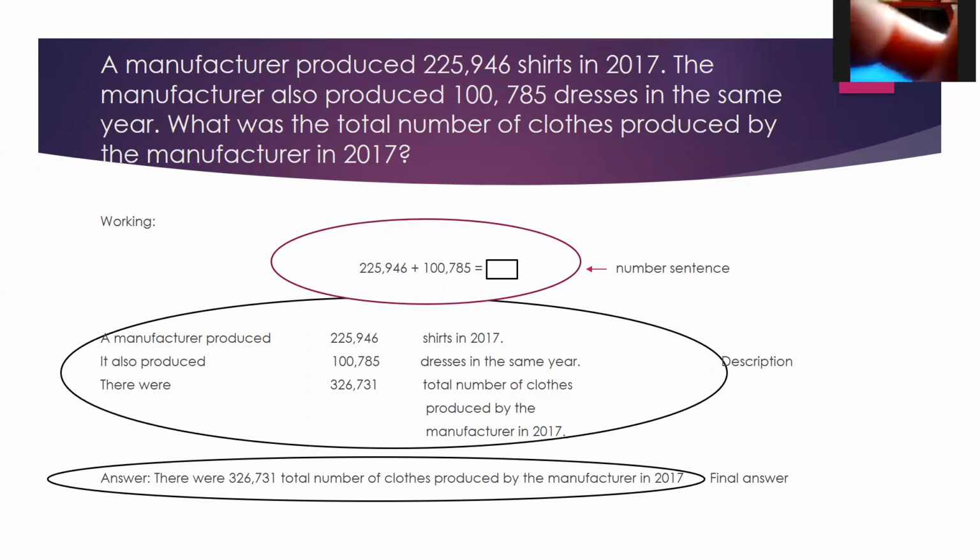Thank you so much. Okay, so these are the 3 things you have to remember, the 3 parts of word problem solving. These are 1, the number sentence part. The second one, the description part. And then the third one, the final answer part. Everybody say, number sentence. 2, the description. And the third, the final answer.